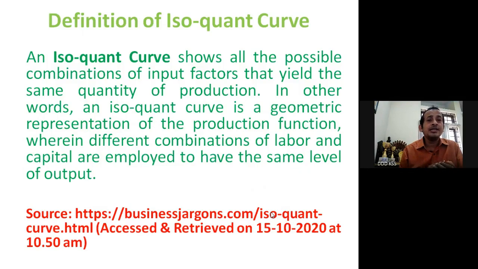Now we know that there are four factors of production. These four factors of production are land, labor, capital, and enterprise. Out of these four factors, here we are considering two factors, labor and capital. We are considering them in the Isoquant curve, and with the combination of labor and capital, we may have the same level of output. This we are going to explain with the assumptions, then the Isoquant curve schedule, then the Isoquant curve graph.